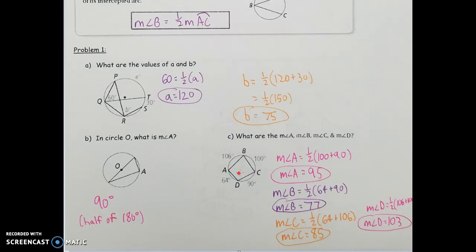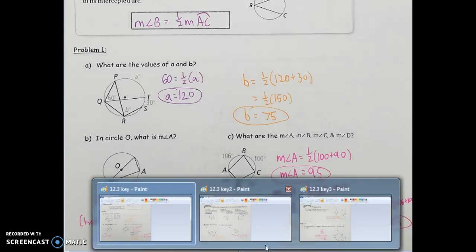Same idea for C. That is intercepting an arc of 106 and 64 put together. So if I divide those by 2, I should get 85 for angle C. And for angle D, that's intercepting an arc that adds together 103 and 100. So if I look at half of that total, that should make 103.